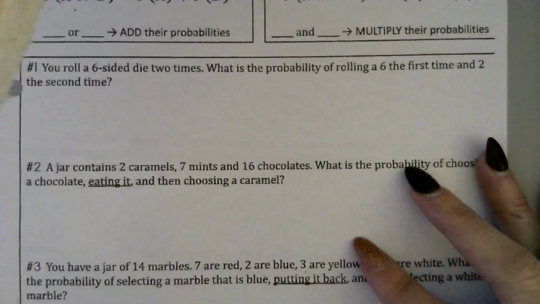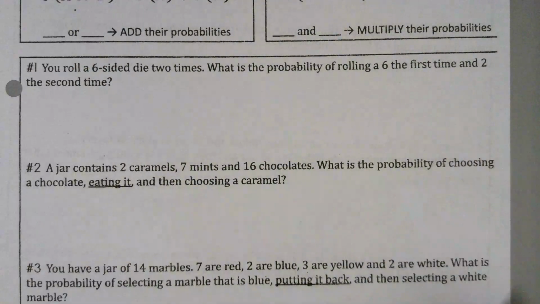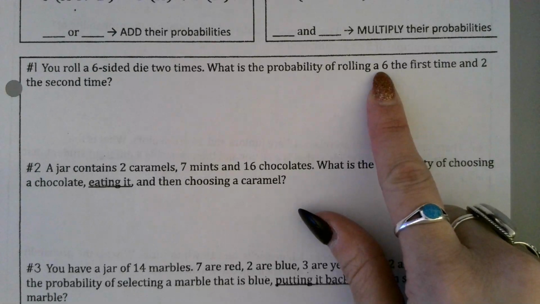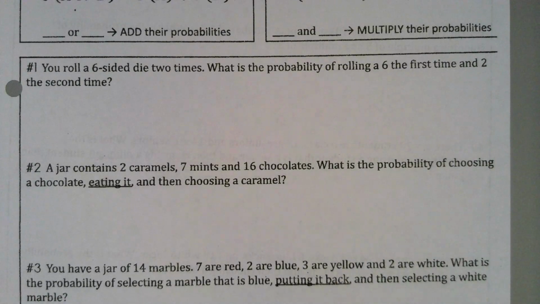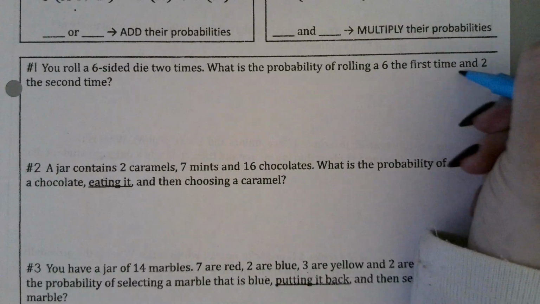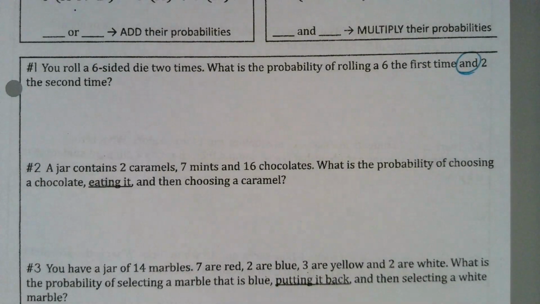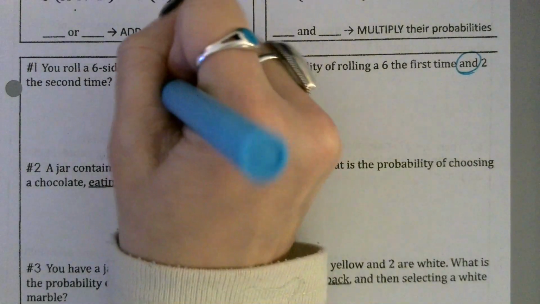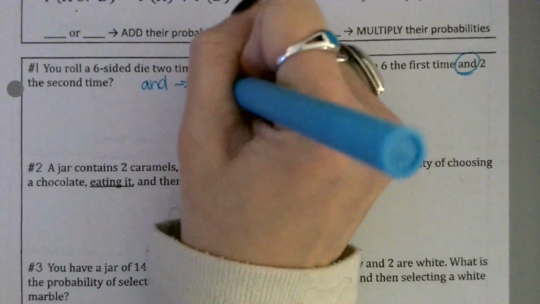So let's look at number 1. You are rolling a 6-sided die 2 times. So I'm rolling it the first time. I want a 6 the first time, and then I'm rolling it a second time, and I want a 2. Here's the word. Go ahead and circle that. It says "and." And means that I multiply.